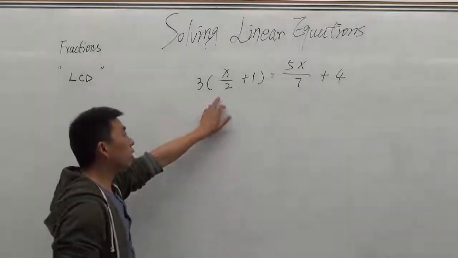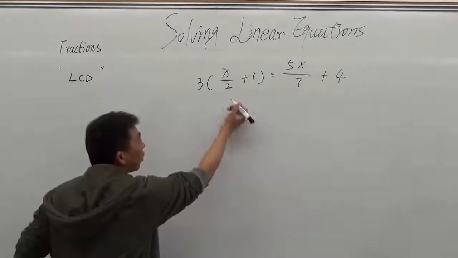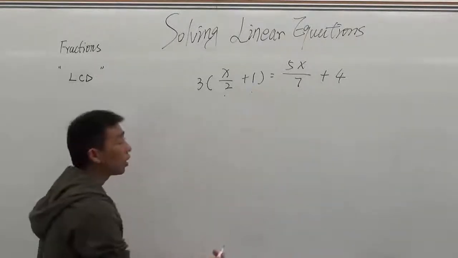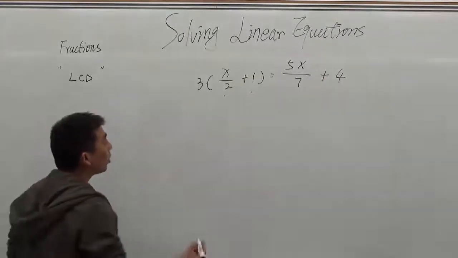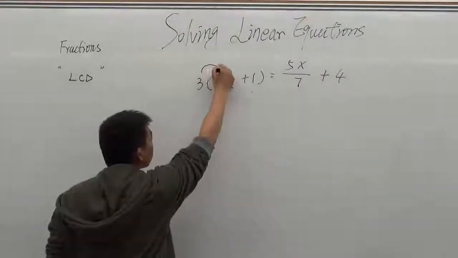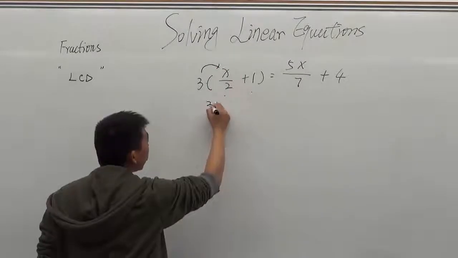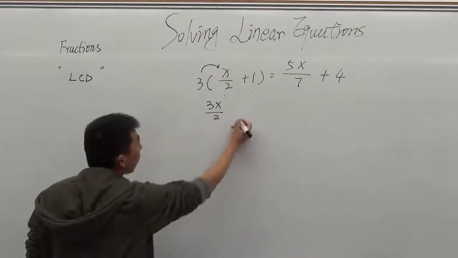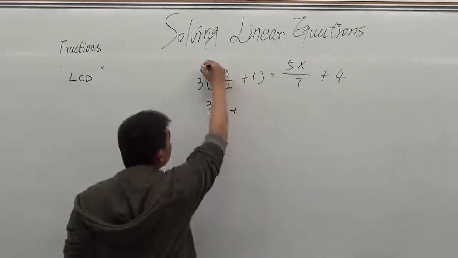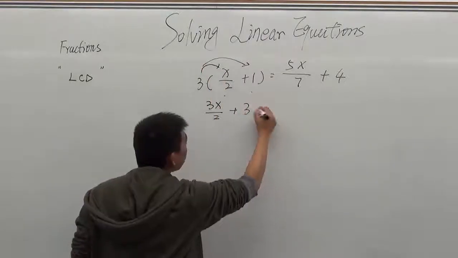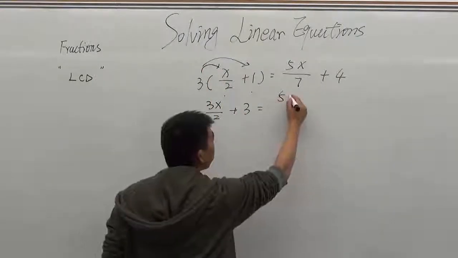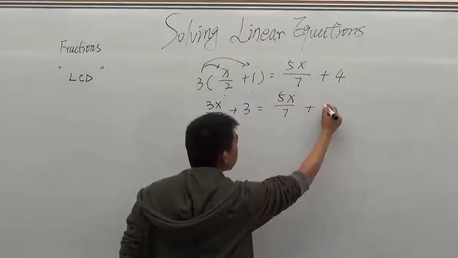Like here, x over 2 plus 1. These terms, that has x, this one is a number, so you cannot simplify them, so we just directly open it. So 3 distributed to x over 2, that gives us 3x over 2, and plus 3 times 1, that gives us 3 equals 5x over 7 plus 4.